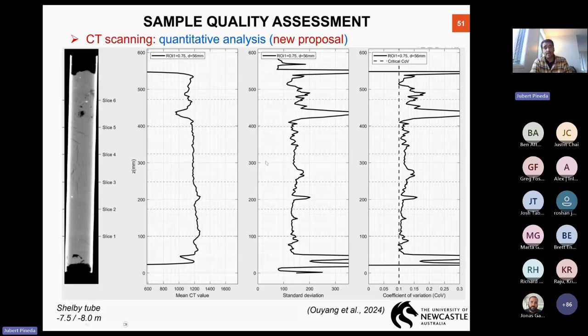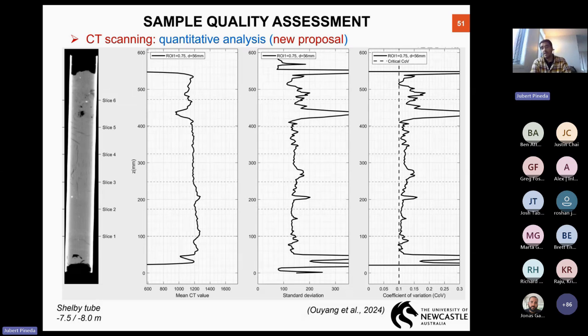But what happens if we run the same analysis on the Shelby tube, which is this one on the left-hand side? Now you see strong peaks in the standard deviation and the coefficient of variation. And those numbers of coefficient of variation are crossing a limit value, which is 0.1. From a statistical point of view, 0.1 represents a group of data which is representative of the soil to be tested.